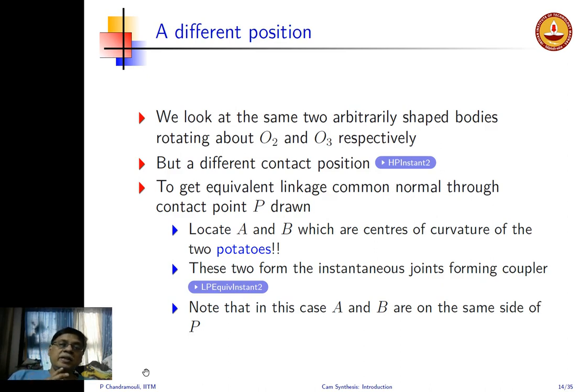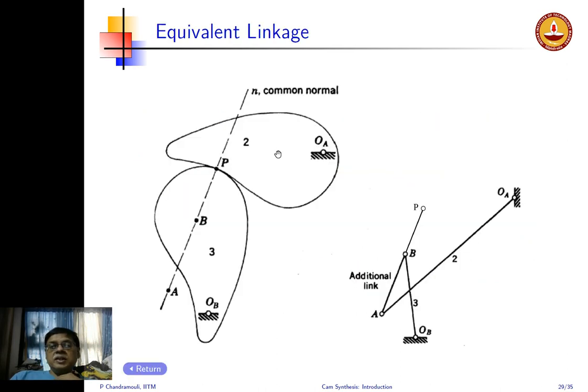So let's now look at a different contact position. They have rolled against each other and are now in this configuration. You can see that the contact happens here. The common normal is like this. Now both A and B, the centers of curvature, are on the same side.